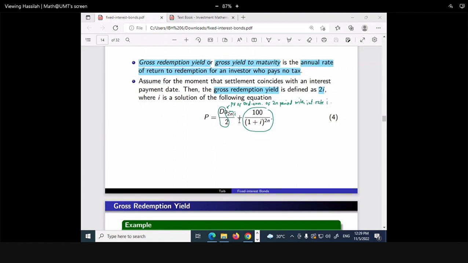Okay. Jadi kalau interest rate meningkat, so I increase. Okay, I increase. So cuba kembangkan balik formula ni. Cuba kembangkan balik P sama dengan D per 2 A sub 2N I. A sub 2N I ni apa? Dia punya formula dia. Dalam tu ada I kan? Okay, and you have plus 100 over 1 plus I to the power of 2N. So when I increase, when this I increase, apa jadi pada P?